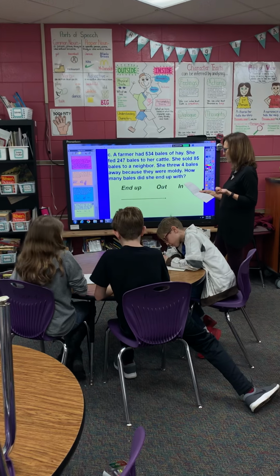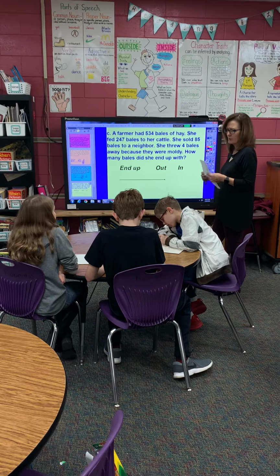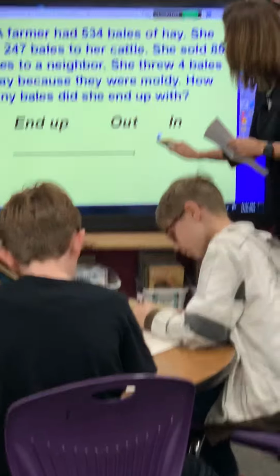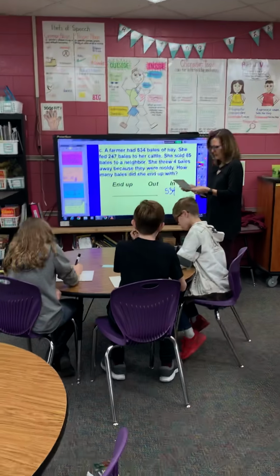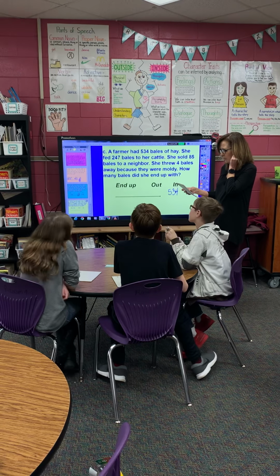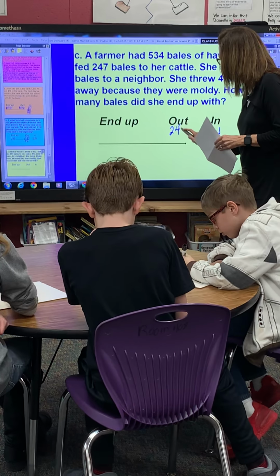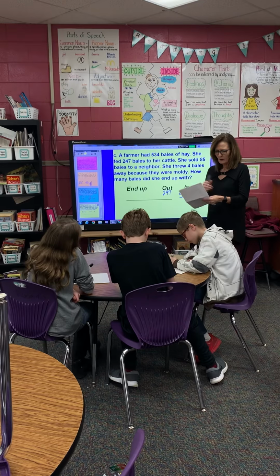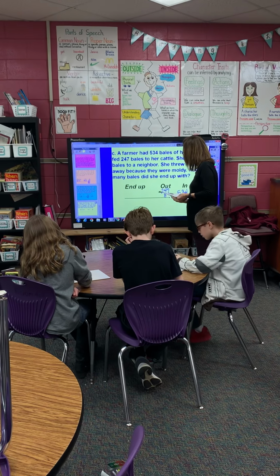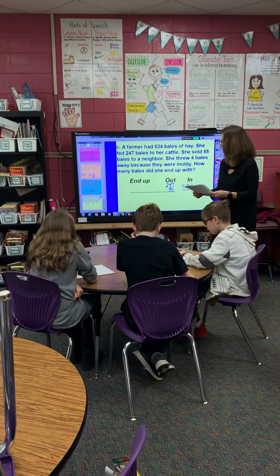Okay, the first part of the problem tells us how many bales of hay the farmer started with. Here is the number family. How many bales did the farmer start with? 543. So we're going to put that under the end section. The second part of the problem tells us the three amounts of hay bales that were taken away from the starting amount. What is the first amount that was taken away? 247 bales. Let's place that under the out. What is the second amount that was taken away? 85. Let's put that also under the out section. And what is the third amount that was taken away? 4.